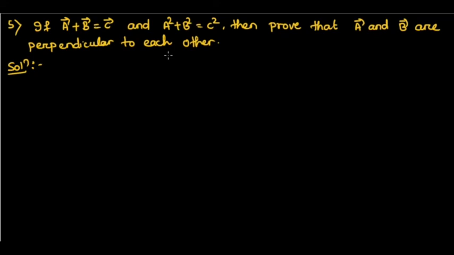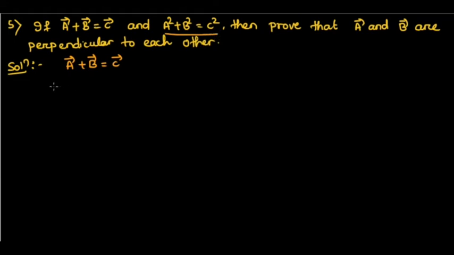I have to prove that the angle theta between a vector and b vector is 90 degrees. So let's start to solve this question. It is given that a vector plus b vector is equal to c vector, and also it is given that a square plus b square equals c square.